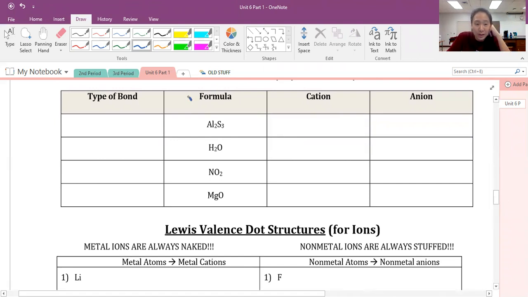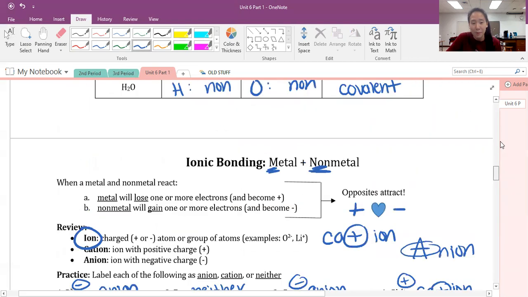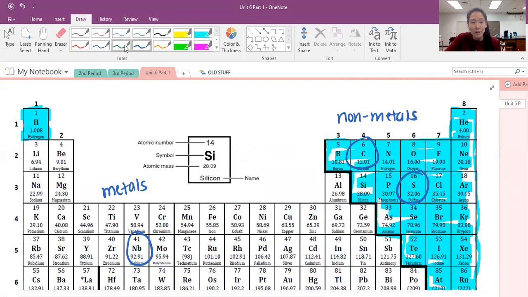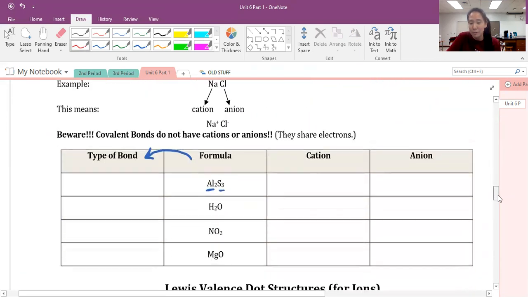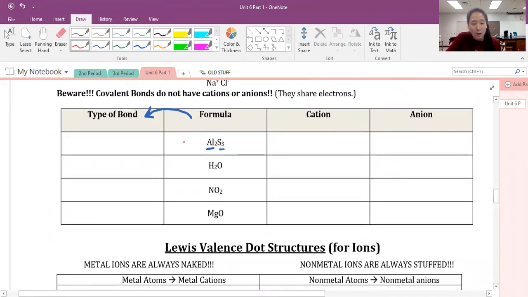The first thing you want to do is determine this side. What type is it? You have to look at your elements here and determine what type. You look at aluminum, and here's sulfur. I'm going to peek at both at the same time. Aluminum is a metal. Sulfur is a non-metal. You have to use your periodic table all the time. So here we have a metal, that's aluminum, and sulfur is a non-metal. When you have a metal and non-metal, you know that it's an ionic bond.